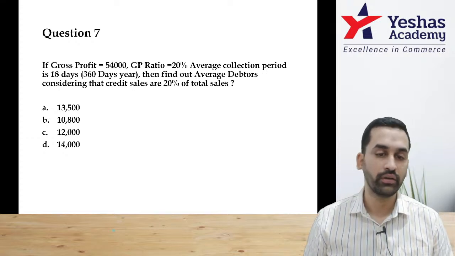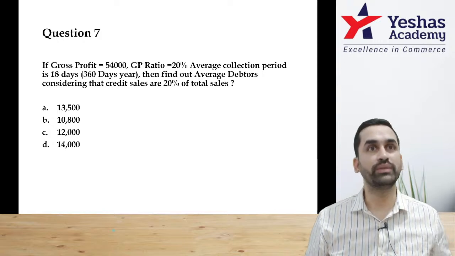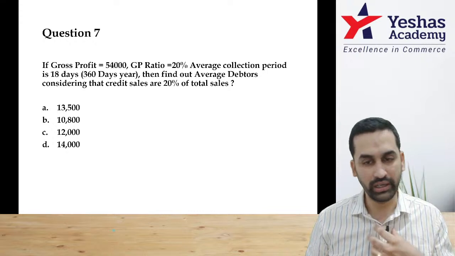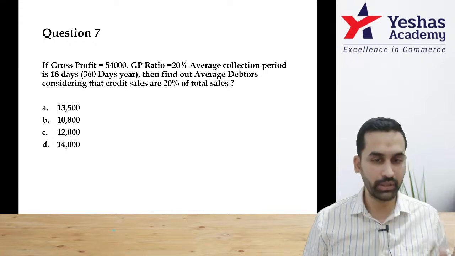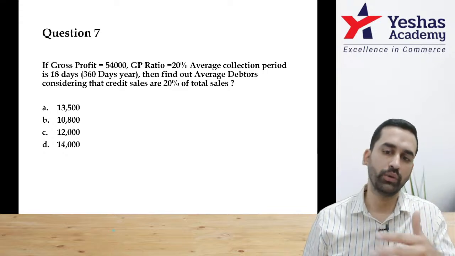Now see, start from the beginning. You have GP 54,000. You have the GP ratio with you. From there you can find out sales. In that, credit sales are only 20% of total. That means you should first find out credit sales. Correct? Till this, if you do, you will then get the flow.